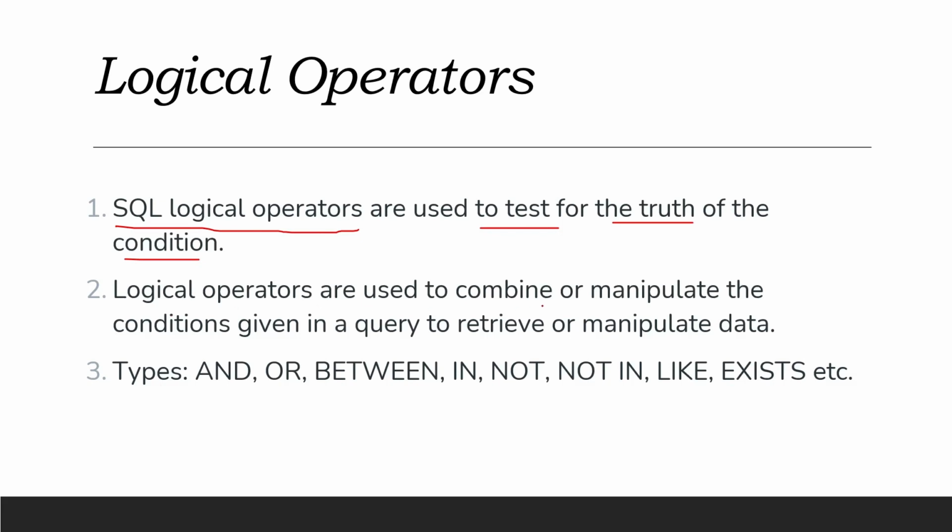Logical operators are used to combine or manipulate the conditions given in a query to retrieve or manipulate data. So what this means, imagine you want data to be filtered on multiple conditions. For that, you will use logical operators to combine those conditions. SQL logical operators are indispensable tools for testing conditions within queries. They allow us to combine or manipulate conditions to retrieve or manipulate data effectively. We have got types like AND, OR, BETWEEN, and more. Think of this as your toolkit for crafting precise queries.